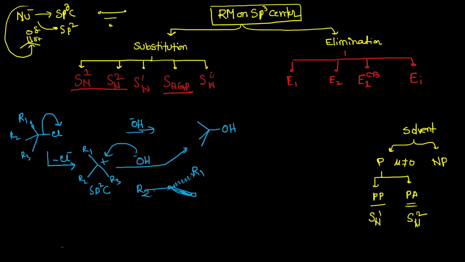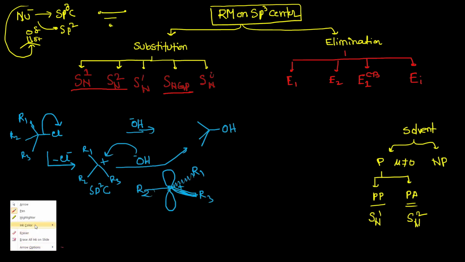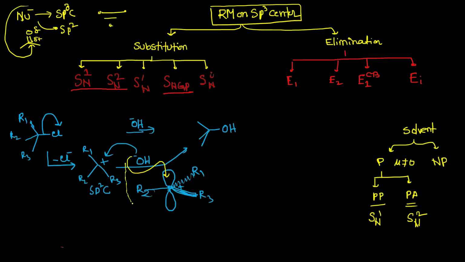And above the plane, I have R3. So this is basically sp2, so one pz orbital is there, isn't it? So this carbon is basically positive. Now what happens? If my OH is going to approach this carbon, then it has two ways. It can approach like this or it can approach like this, isn't it? So if it approaches from the top side, then the final product will be like this.